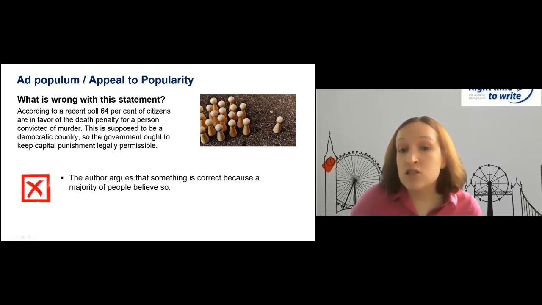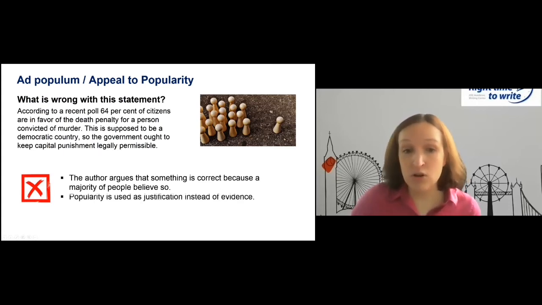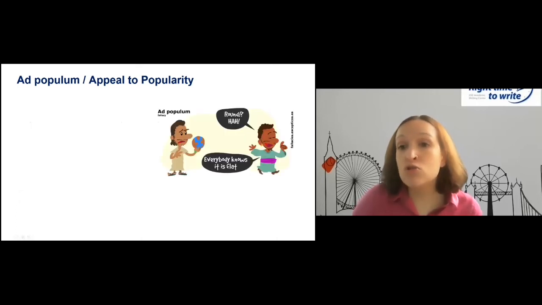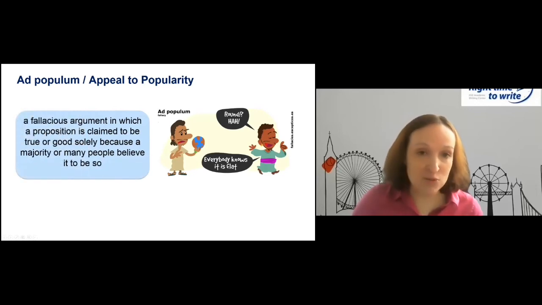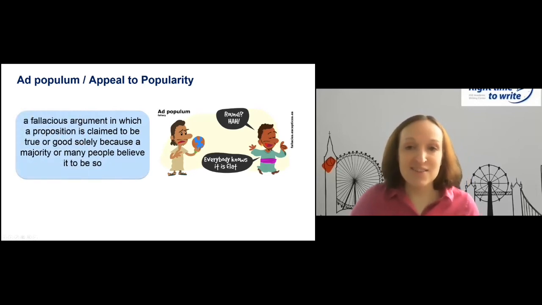The author argues that something is correct just because the majority of people believe so. Popularity is used as justification instead of evidence. So there is no evidence to bolster the claim, but popularity is used instead. And we all know that public opinions, if you look at this picture, you will remember some of the situations when public opinions were not reliable and were not the truth.